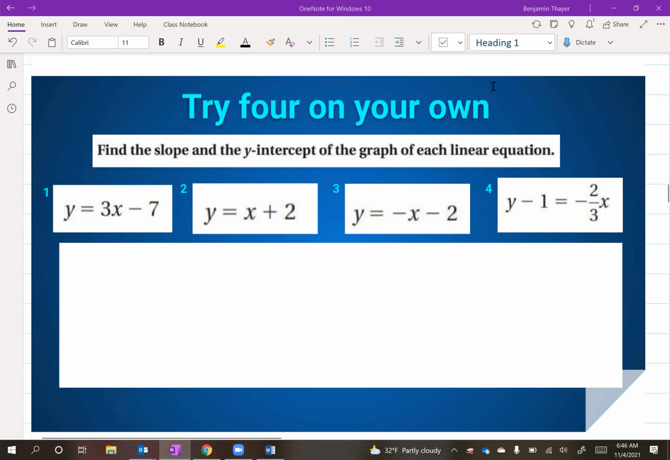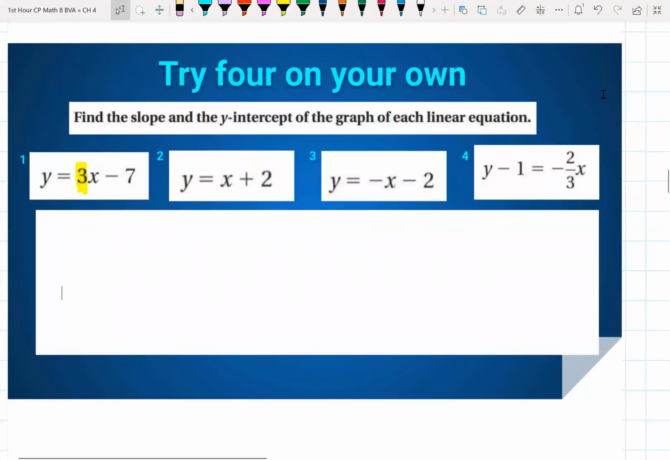All right, here are 4 ones to try on your own. Identify the slope and y-intercept. Pause the video right here, and then we'll go through the solutions together. All right, let's take a look at the solutions here.